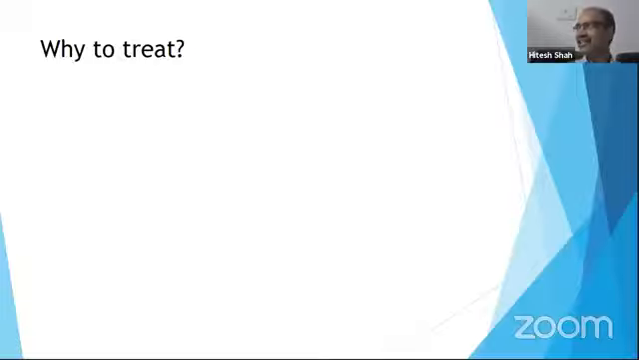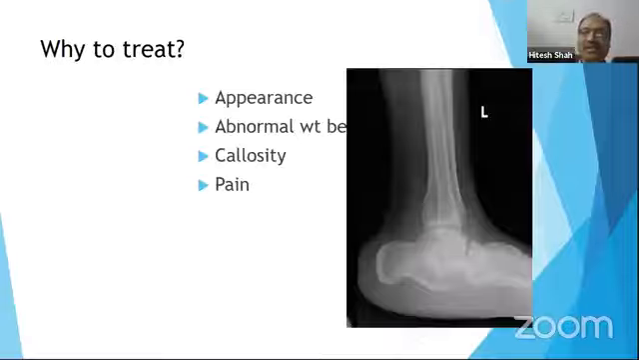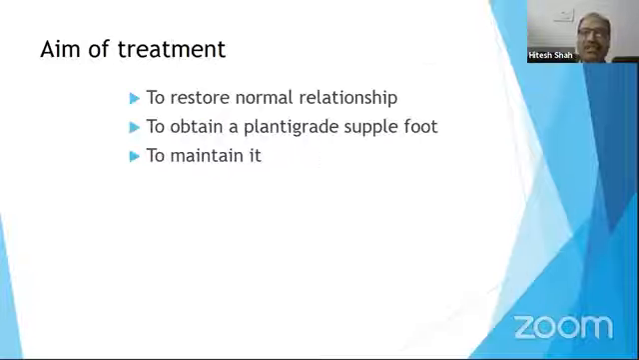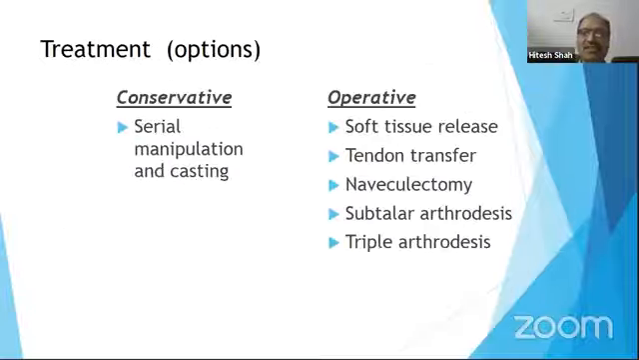Okay, how do you treat it? It's a case of vertical talus in a two-year-old child. Somebody has already said it is a reverse Ponseti, so I'm not going into detail. The treatment options are serial manipulation and casting, or operative intervention, whether soft tissue tendon transfer or naviculectomy. But please understand that Matthew Dobbs described the reverse Ponseti.